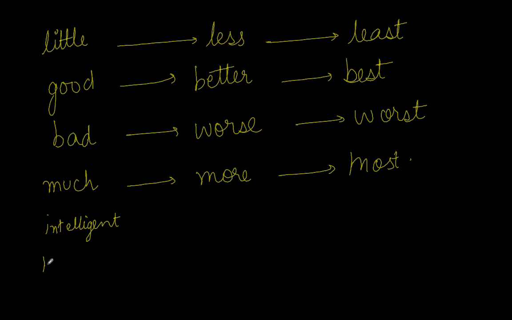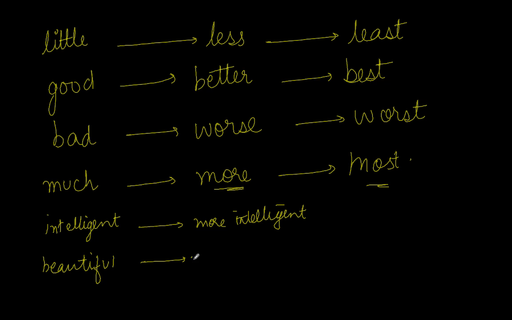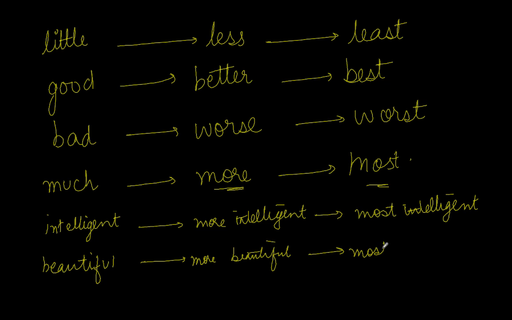But what about words like intelligent or words like beautiful? You cannot say beautifuler or beautifulest. So what do you do? You add more and most. So intelligent becomes more intelligent. Beautiful becomes more beautiful. More intelligent becomes most intelligent. And more beautiful becomes most beautiful.